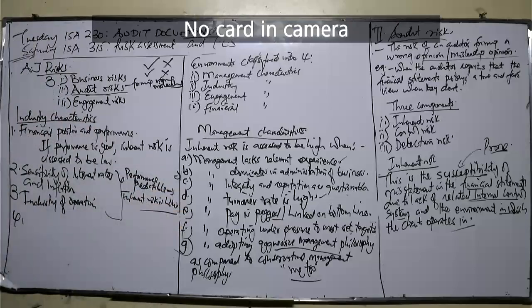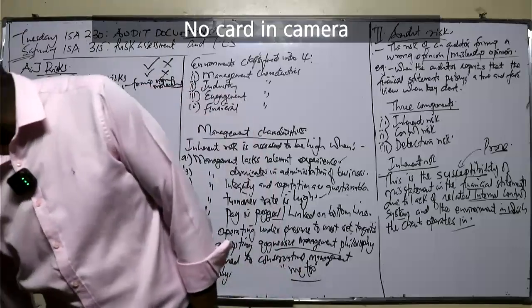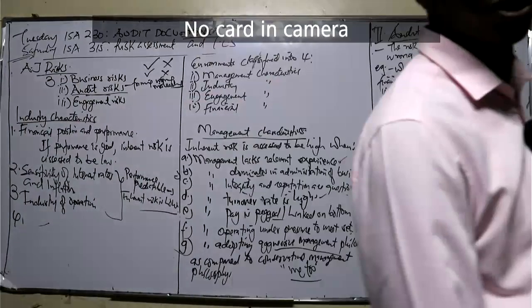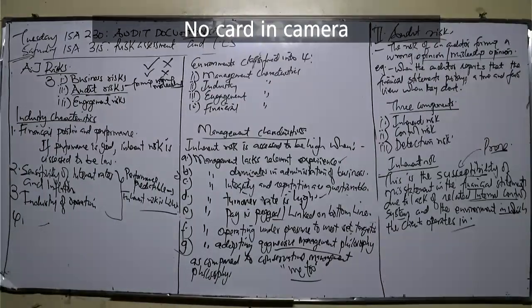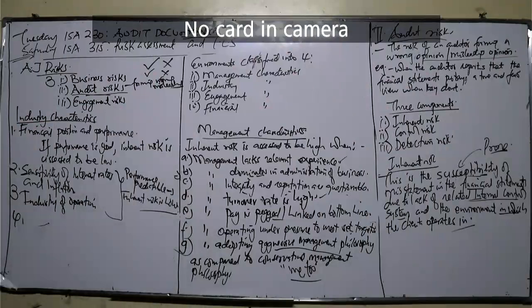Number four, we talk of default risk. It's industry organization. Then we talk of organization of operations. Let me get for you a better term there. This is how we should put it: organization of operation.